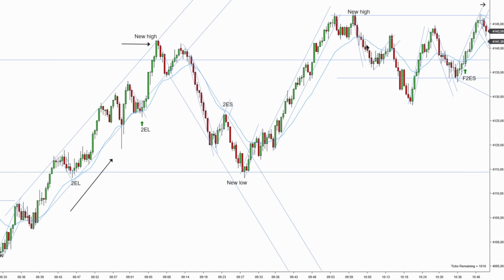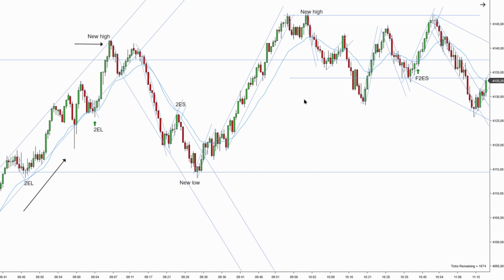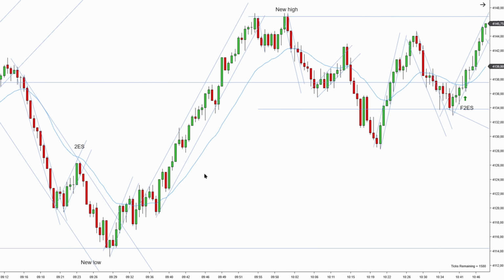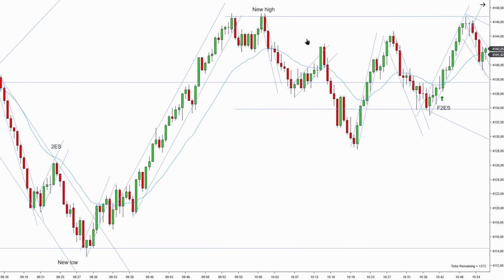So I wouldn't really like to take a failed second entry long, even had it closed right close to the exponential moving average, given how strong the bullish structure was. So you cannot just zoom in and forget the big picture. You always want to zoom out periodically and remind yourself what the bigger picture looks like.